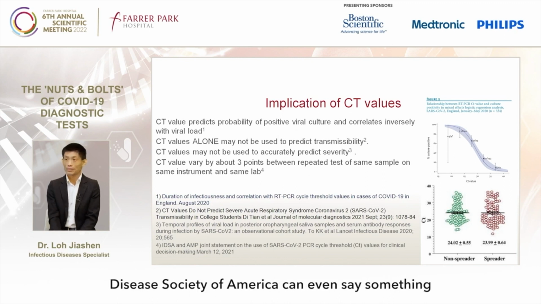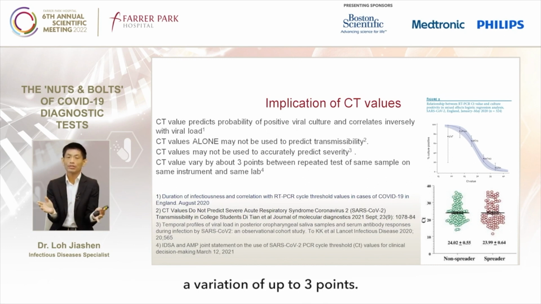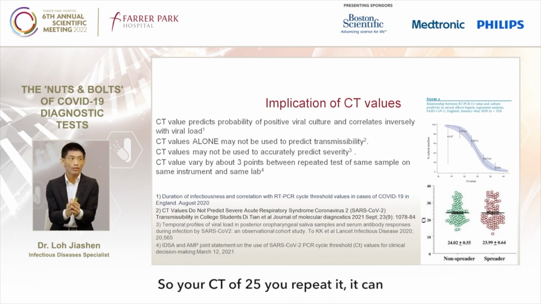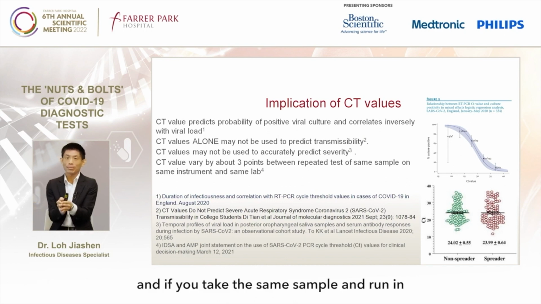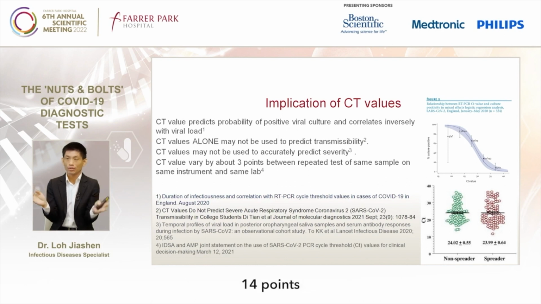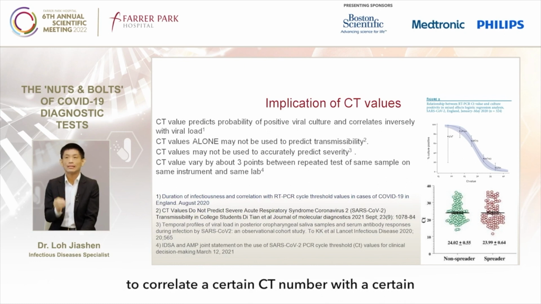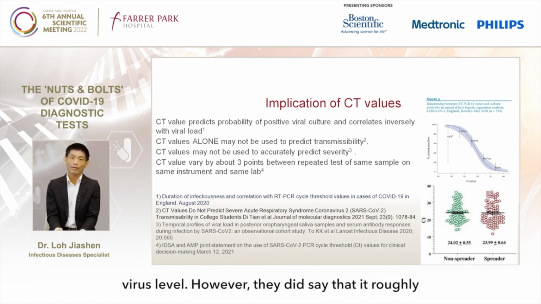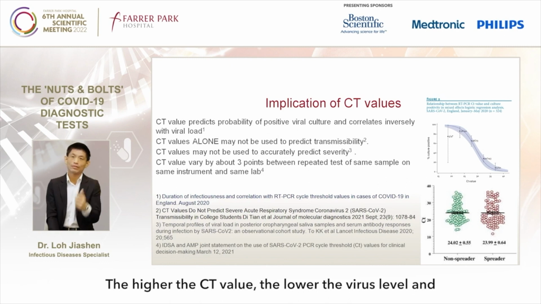And hence, the Infectious Disease Society of America can even say that if you take the same sample and run it in the same lab by the same people, you can have a variation of up to 3 points. So your CT of 25, you repeat it, it can come 22 or 28. And if you take the same sample and run it in 10 different labs, you can have a variation as much as 14 points. So with this kind of variation, people find it hard to correlate a certain CT number with a certain virus level. However, they did say that it roughly correlates with virus level.